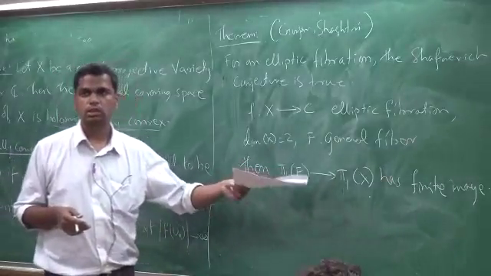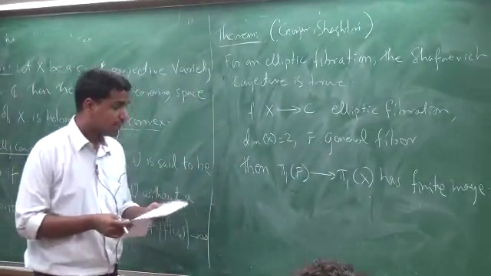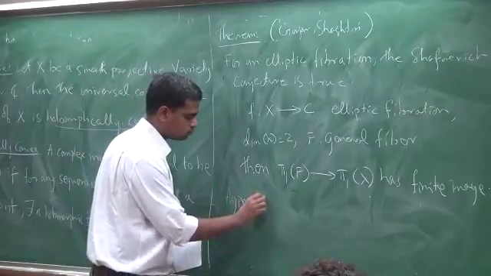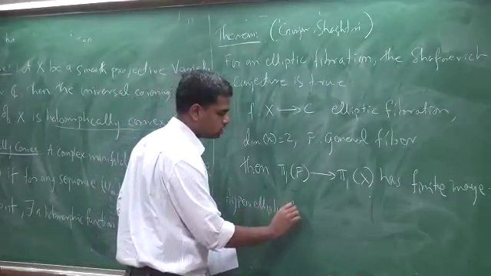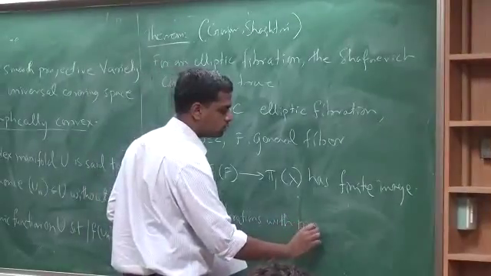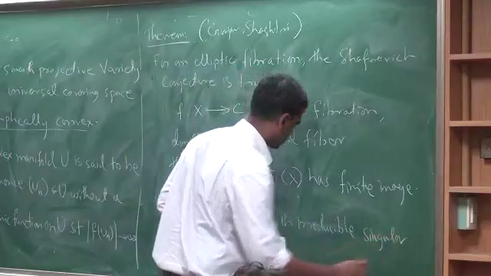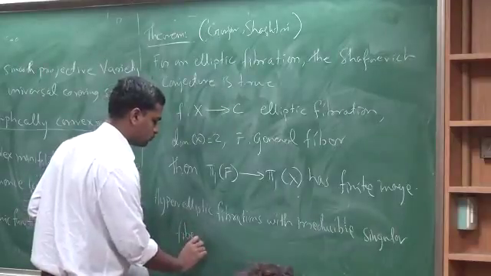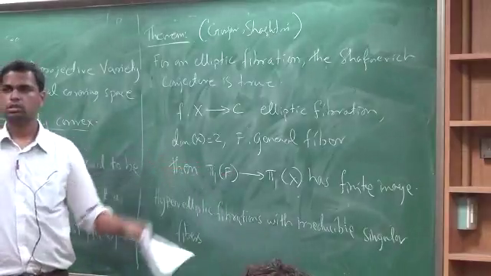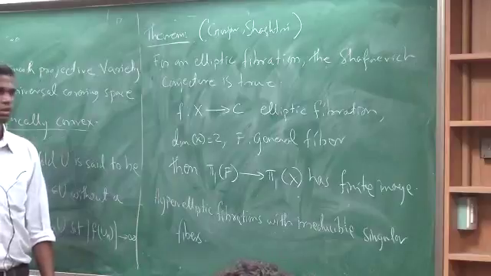Yeah, it has finite image. That was proved. This fact was proved in 1985, and then a similar fact was proved for hyperelliptic fibrations with irreducible singular fibers. So if you have a hyperelliptic fibration with irreducible degenerate fibers, then this again holds, and so you can prove the Shafarevich conjecture for those surfaces also.